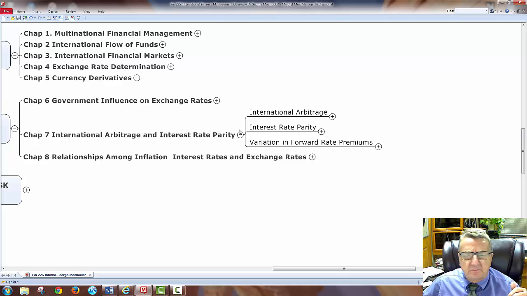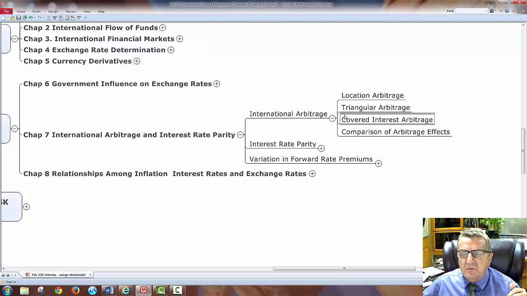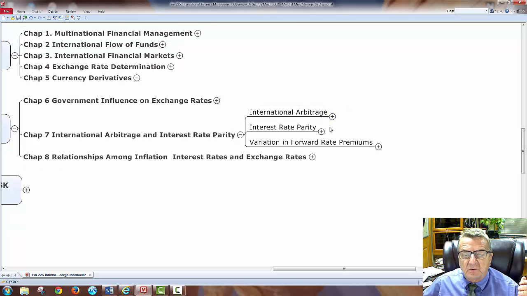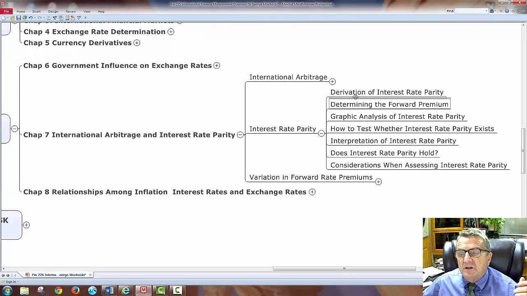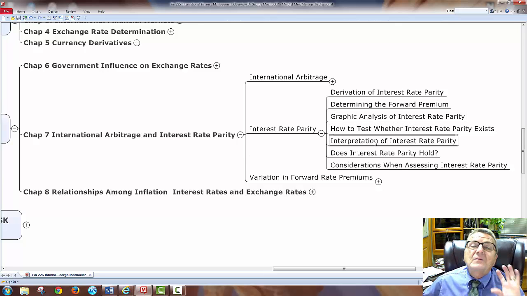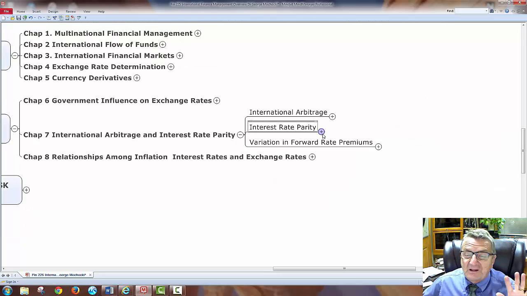Okay, so I must have jumped. International arbitrage, locational, triangular, covered interest arbitrage. Okay, we'll talk about interest rate parity. Variation of interest rate parity, determining forward premiums, graphic analysis of interest rate parity, testing interest rate parity. You'll know everything you want to know about parity. Well, what is parity? You'll find out when you read the material that we get in here.